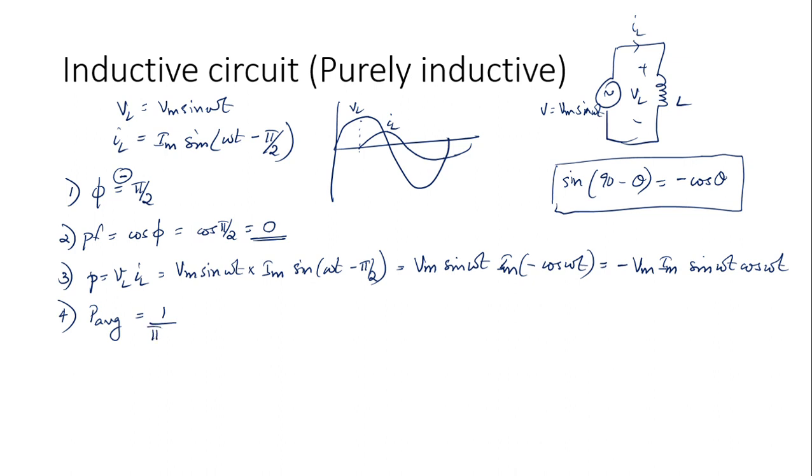You're going to take only a half cycle because it is depending on sine and cos. So I'm just going to take a half cycle. You will get it as 1 by pi integral 0 to pi minus Vm Im cos omega t sin omega t. So again, I'm just going to take minus Vm Im outside. So you have minus Vm Im by pi.